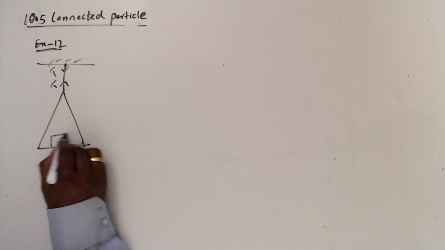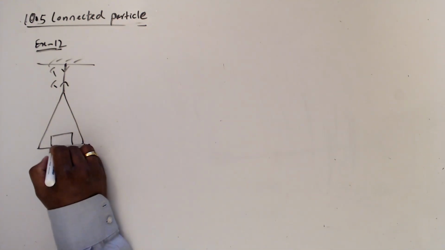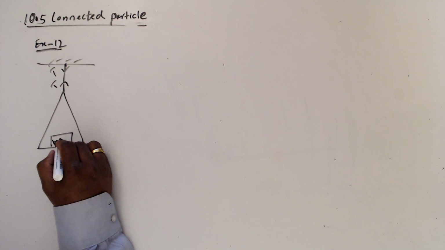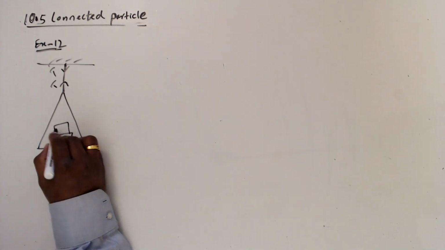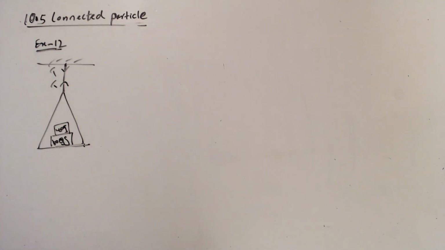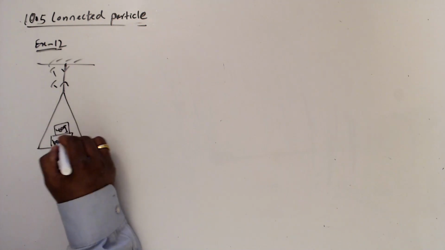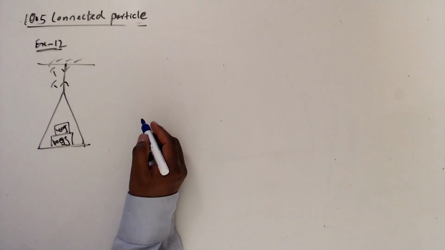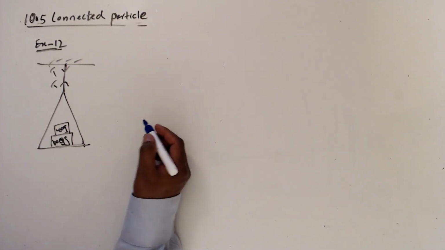Then there are two weights. One is 600 grams. Another one is 400 grams, attached as a mass on it. So I'll expand this one and draw to show you how the forces work.